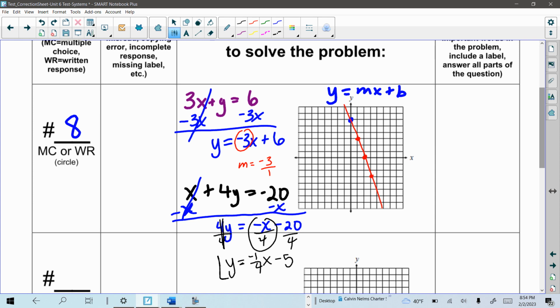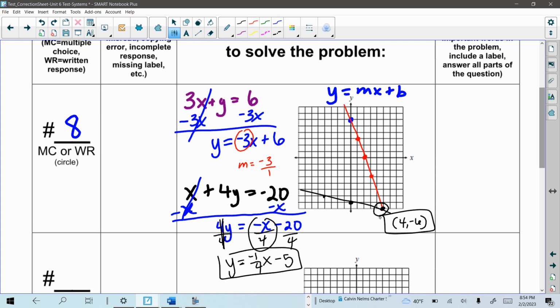So now I can graph this equation starting at a negative 5 on the y-axis. And so my slope is a negative 1/4, so down 1 to the right 4, or up 1 to the left 4. And it would eventually cross right here. They wanted the solution. So this solution, that point, 1, 2, 3, 4, is 4 comma negative 6. Okay.